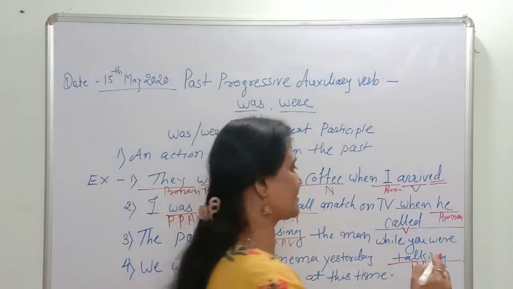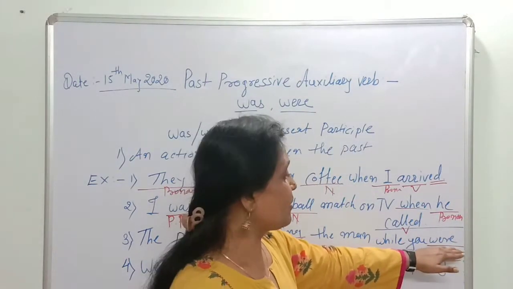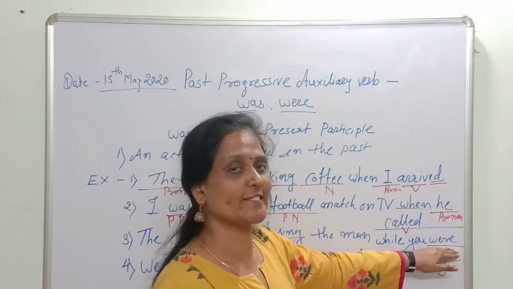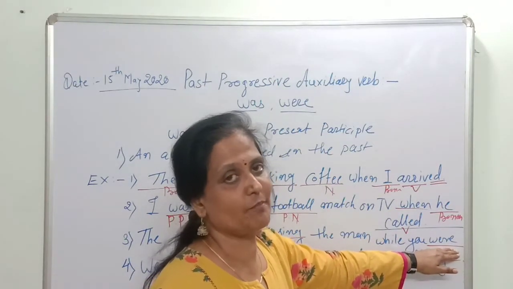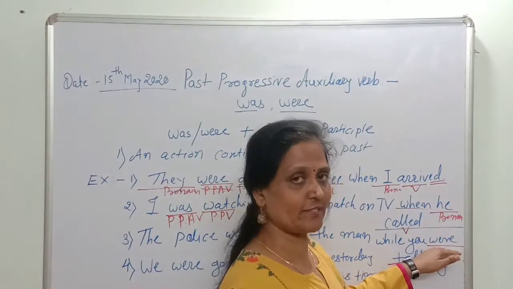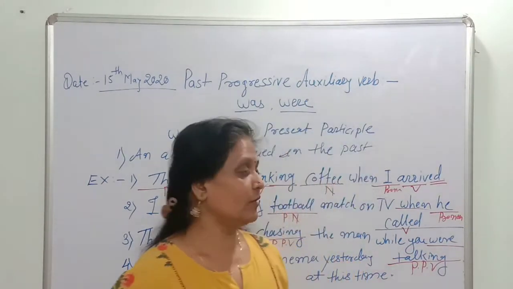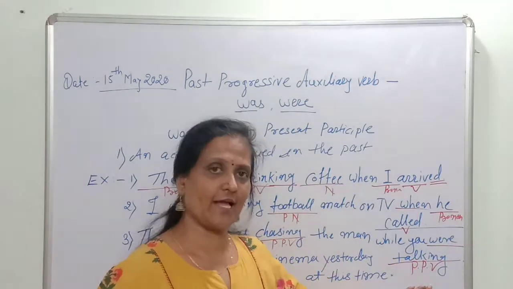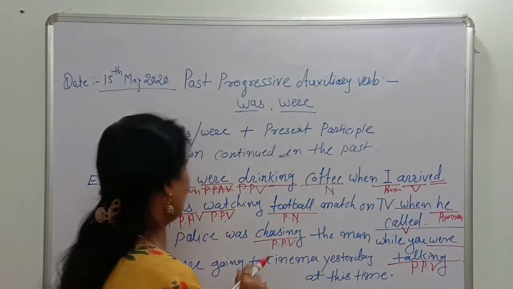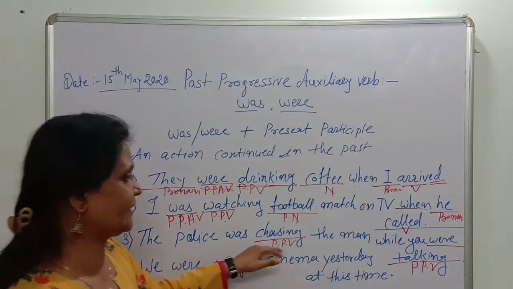Right? Here is a past form. It is a past verb, right? We use "were," which is another auxiliary verb used for the past form. We have to show the action happened in the past. So "you were talking" shows that he was talking, right? So in this sentence you can see the police was chasing the man.